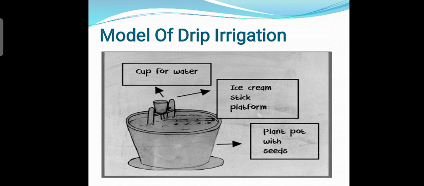Students, your model of drip irrigation will look like this, in which one potted plant is taken, and by using the ice cream sticks, the support is given to the plastic cup in which the water is filled, and at the base of this plastic cup, the straw is attached, and in the straw at proper distance some holes are created.